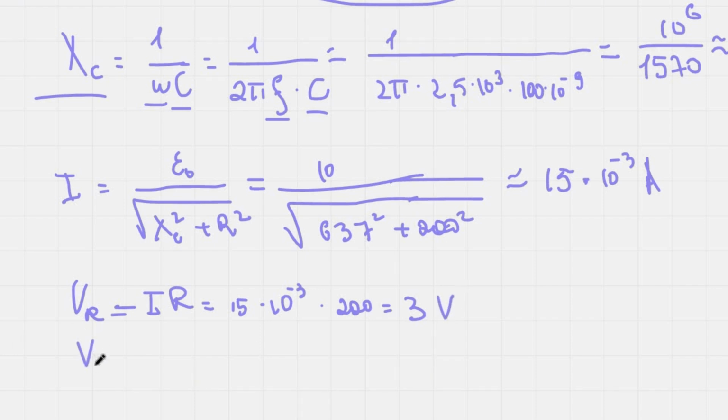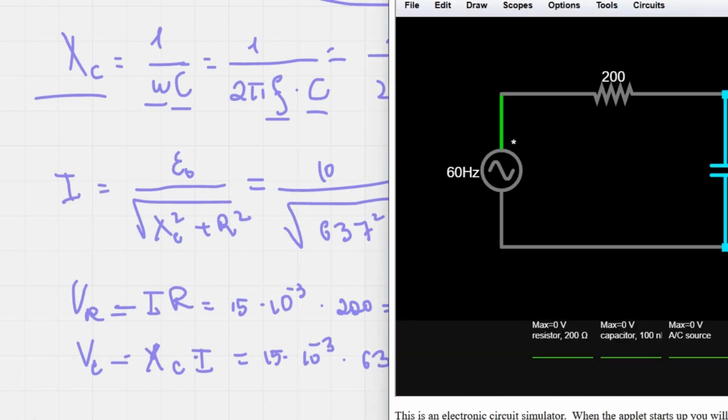Next, the capacitive reactance multiplied by the current. It will be 15 milliamps multiplied by 637 ohms. It will be 9.6 volts. For the B part you can solve this problem yourself, because you will use the same formulas.